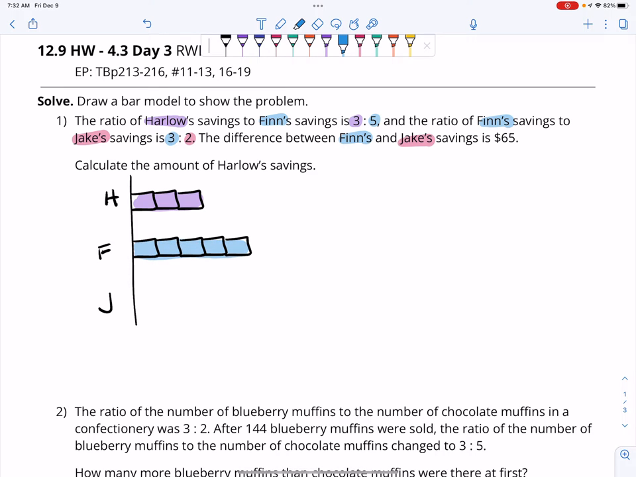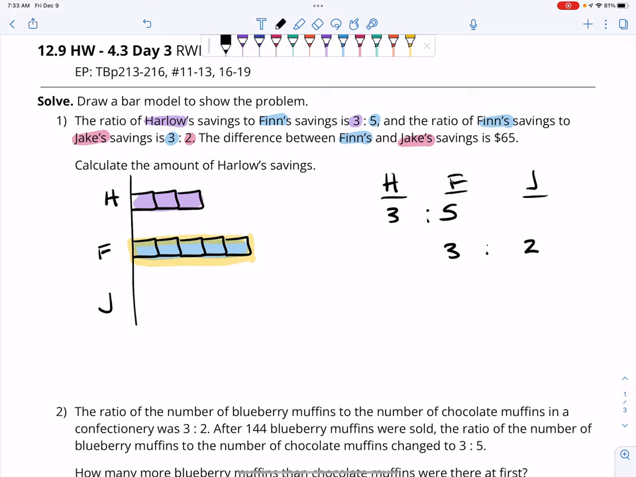So now, noticing that Jake's savings, the Finn to Jake ratio is 3 to 2. What that tells me is that this amount of money that Finn has here, those 5 groups, have to equal the same value as 3 groups when we compare them to Jake's. And so I know I'm going to have to do some equivalent ratio work to figure this out. So I'm going to set this up in our other style, vertically. So we have Harlow, Finn, and then Jake, because this allows me to see the overlap a little bit better and then know what equivalent ratios I need to use.